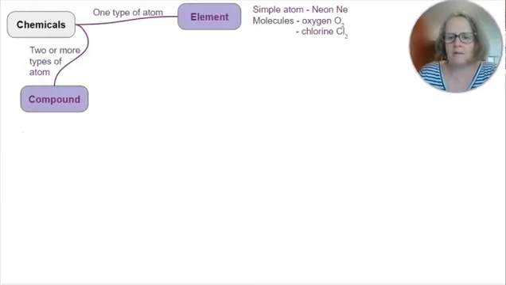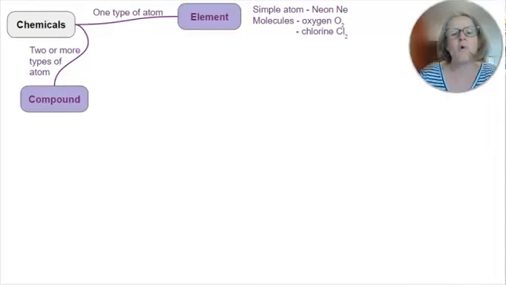So if we take all chemicals, we can start off by deciding whether they are an element or a compound. And this is to do with the type of atoms present. So if there's only one type of atom, then it's an element, and that might be something really simple like neon, which only contains one type of atom just on its own, or sometimes molecular elements like oxygen, where there are two oxygen atoms joined together going around together as an element, and similarly for chlorine.